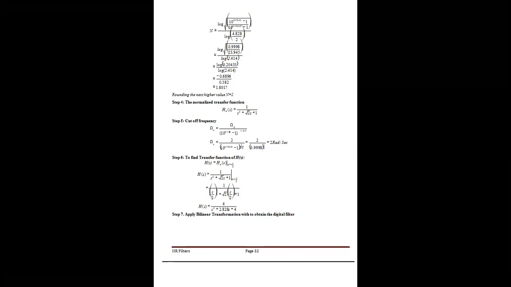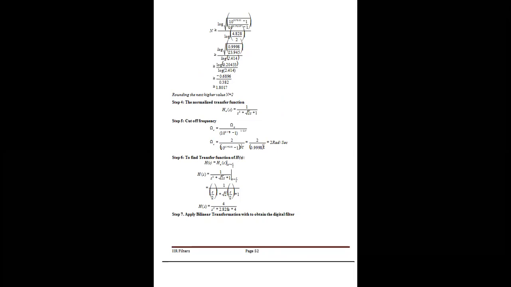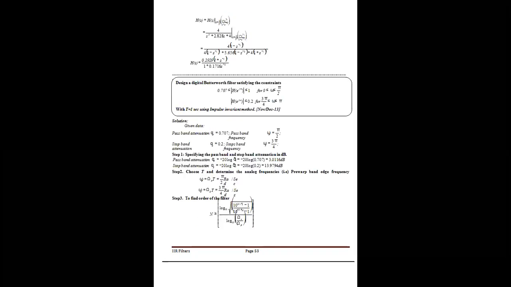If it is a low pass, it is nothing but s by omega C. If it is a high pass, we have to replace with omega C by s. And the last step, we apply the bilinear transformation to obtain the digital filter, and then we get the final expression. The same problem we are going to consider now, by that, we are going to find out the impulse invariant method. Using the impulse invariant method, we are going to design a digital Butterworth filter.